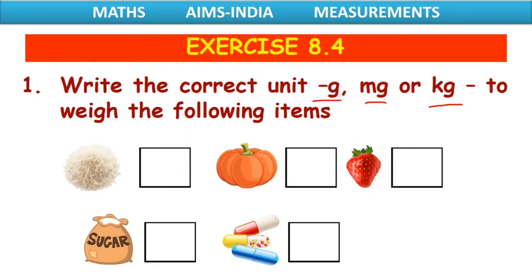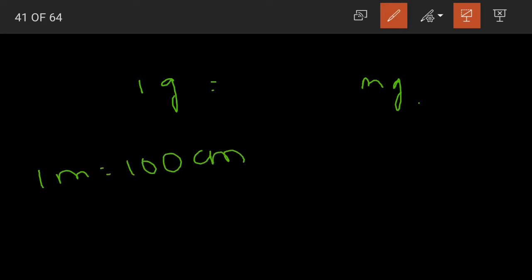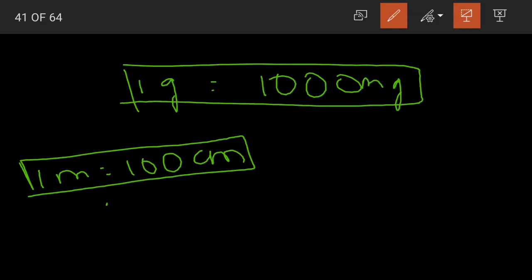And coming to the relationship, is it there for you? No. But I am explaining, when we have 1 gram and we want to convert it into milligrams. For centimeters, what did we have? We had 1 meter is equal to 100 centimeters. But here 1 gram is equal to 1000 milligrams. Is this clear children? 1 meter is equal to 100 centimeters, but 1 gram is equal to 1000 milligrams.